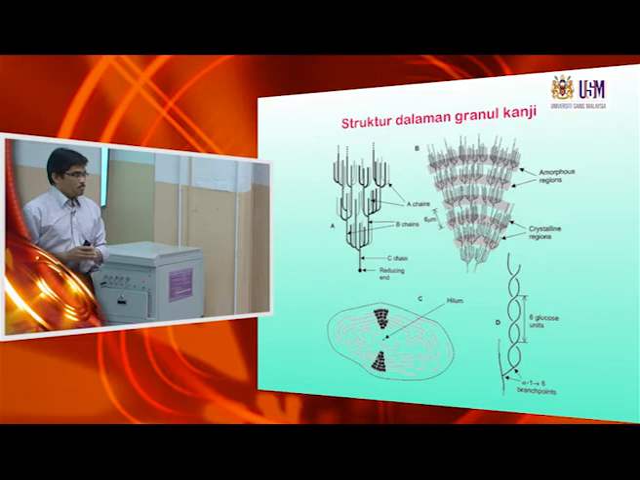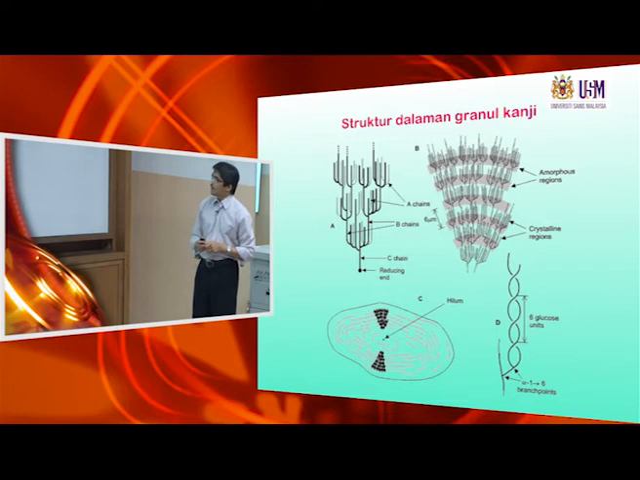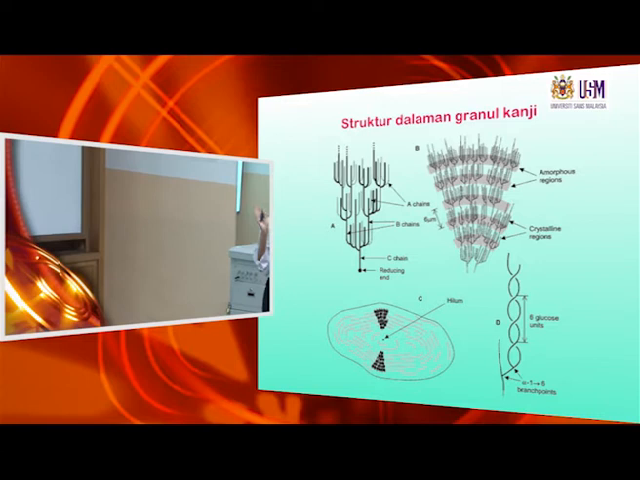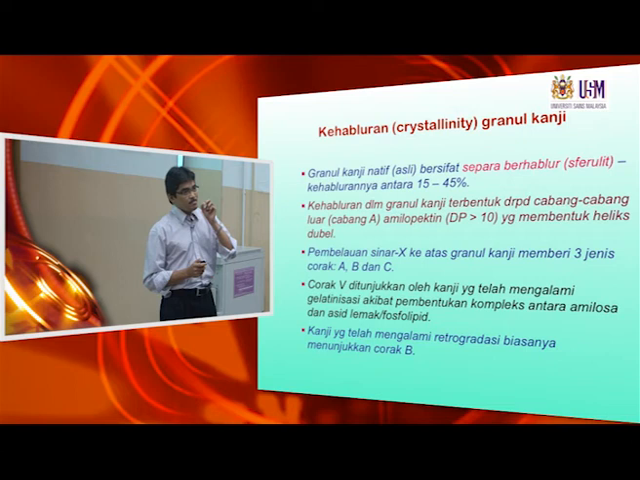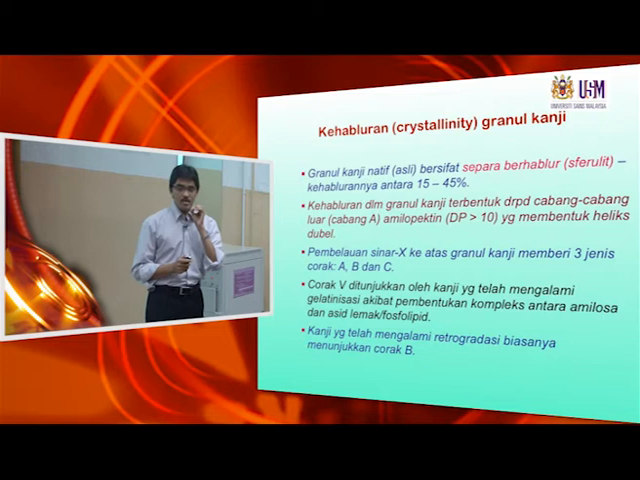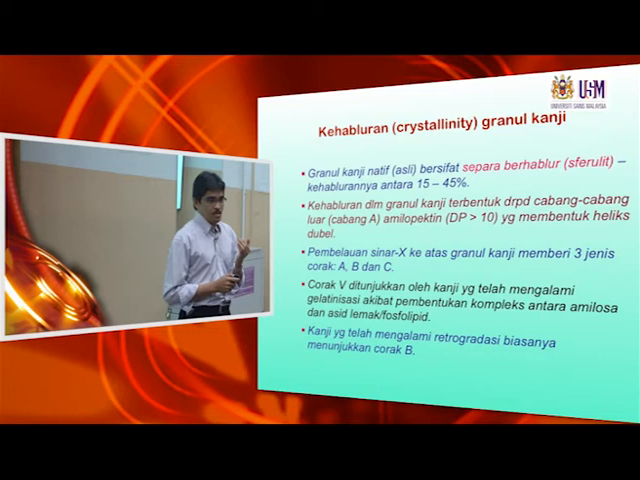And there is a different view of how we can understand the growth ring structure in the granule. That's why we have to understand first the different model, and this model is based on the Hizukuri model of amylopectin. And we say that starch has a semi-crystalline structure, not 100% crystalline. So the crystalline portion, the crystalline domain, or the crystalline phase in the granule is the amylopectin, remember? And amylose forms the amorphous phase or amorphous domain. How much is the crystalline phase? On average, between 15 to 45%.